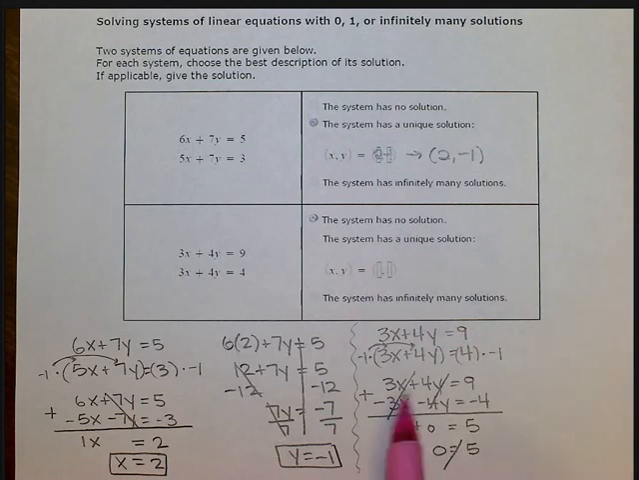If my variables had canceled out and I had gotten a true statement at the end, then it would have been infinitely many solutions. And there you have this problem.